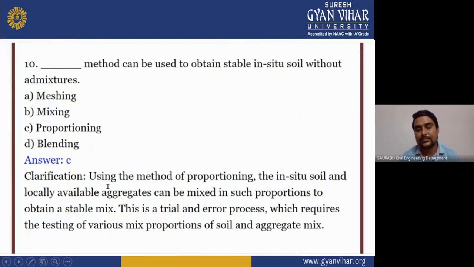Using the method of proportioning, soil and locally available aggregate can be mixed in such proportion to obtain a stable mix. This is a trial and error process which requires testing various mix proportions of soil and aggregate. So these were the MCQs, and these MCQs are very important and may come in government exams. All the MCQs are taken from competitive exam papers. So you need to remember the answer to each question, and you also need to know the basic reason behind it.